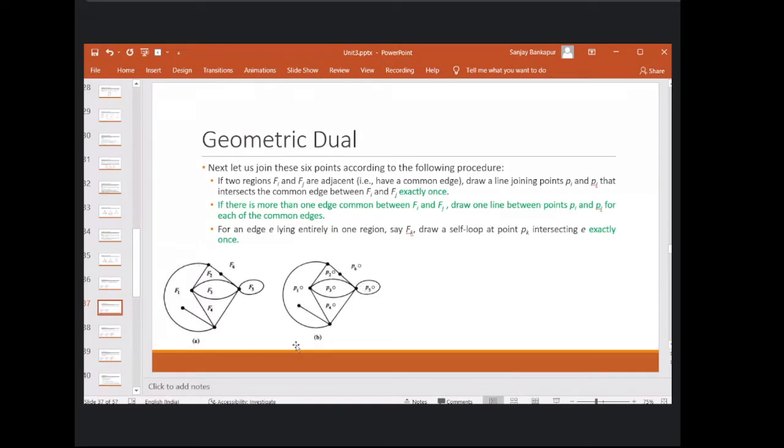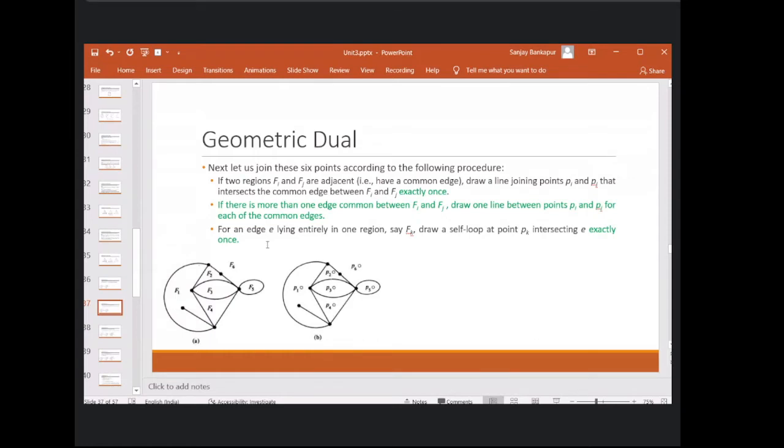Regions F2 and F6 have two common edges. This is one edge and the other one is the other edge, right? If you look closely, between F2 and F6 there is not just one edge. It's a series of two edges, right? So in that case, from P2 to P6 there will be two lines, one for each edge, crossing from this and crossing from the other. We'll try to see it with an example.